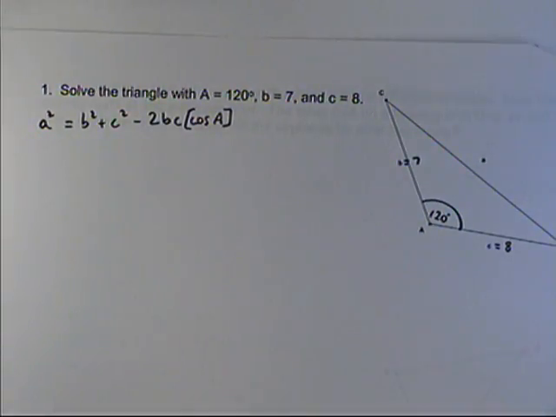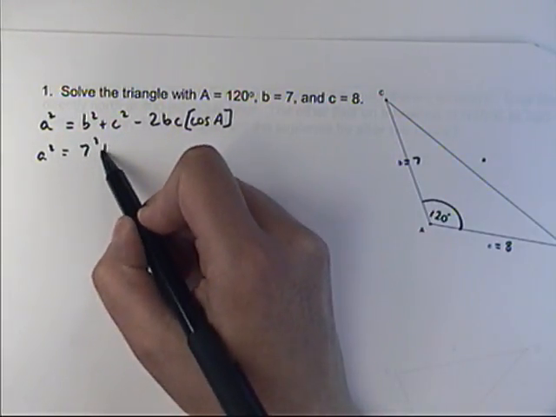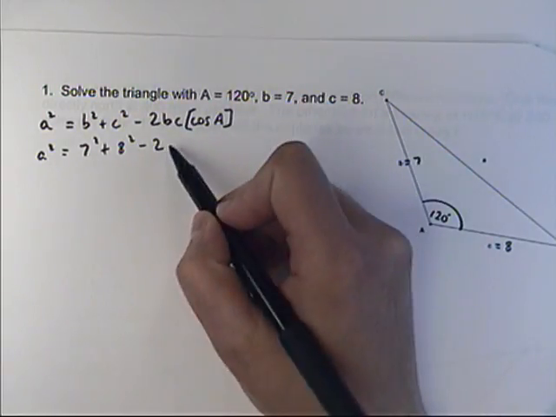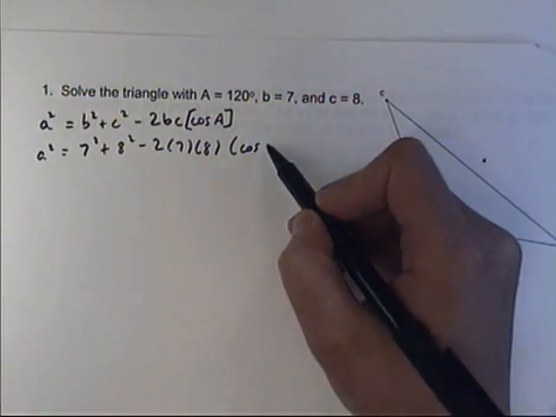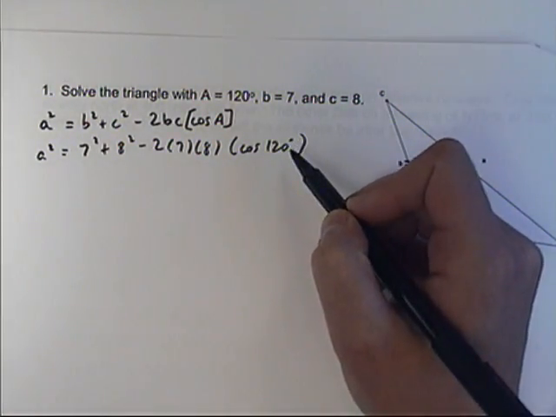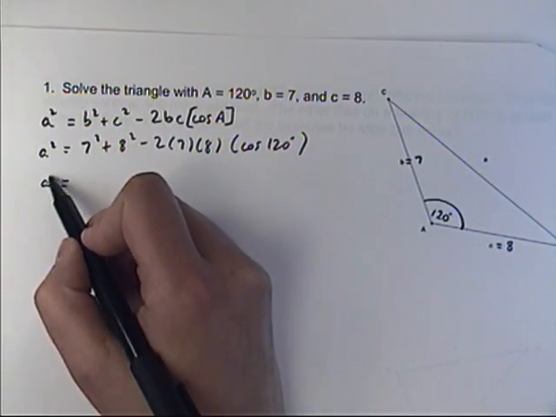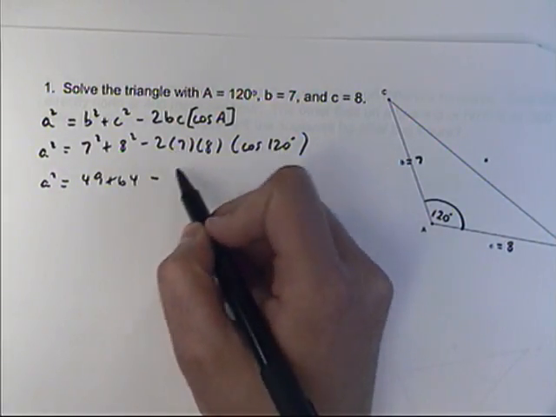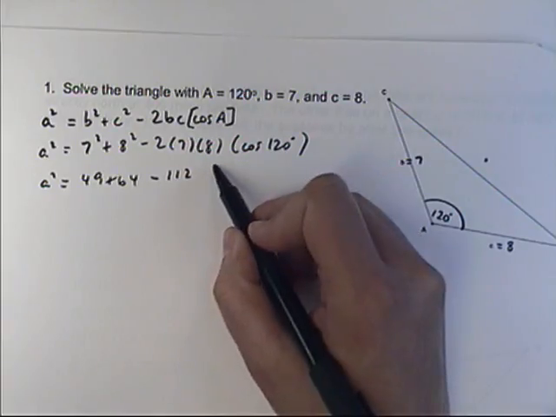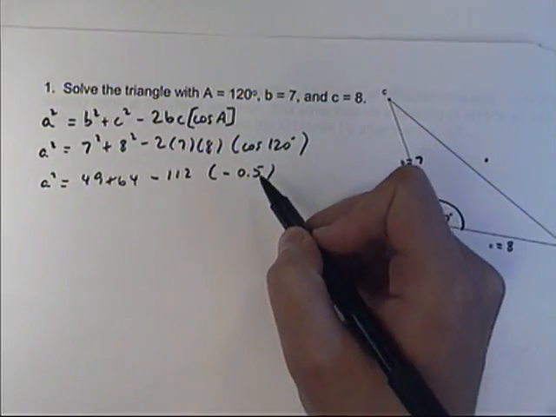A is the unknown, so we'll keep that A squared. B is 7, so that's 7 squared. C is 8, 8 squared, minus 2 times 7 times 8 times the cosine of angle A, which is 120 degrees. Now, the cosine of 120 degrees, you can find that on your calculator. That's perfectly fine. I have 49 plus 64 minus 2 times 7 times 8, which is 112, and then the cosine of 120 degrees is negative 1/2. You could call it negative 0.5.